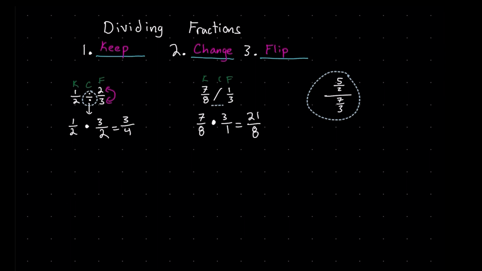So in this case, we want to keep the top, change the sign, and flip the bottom. And so when we're rewriting that, we're going to keep the 5/2, change the sign to a multiplication sign, and flip the bottom. And in the end, we will get 15/14.